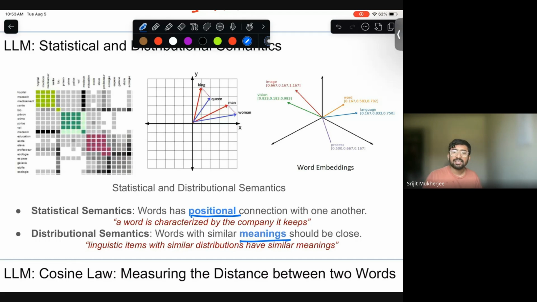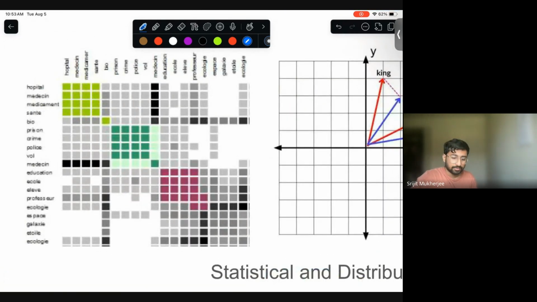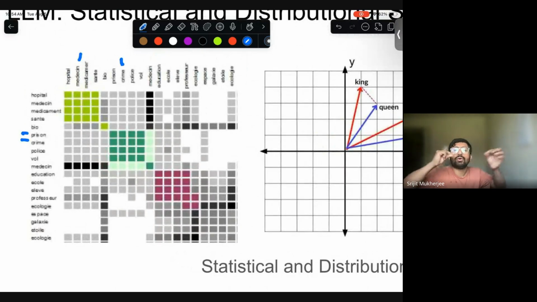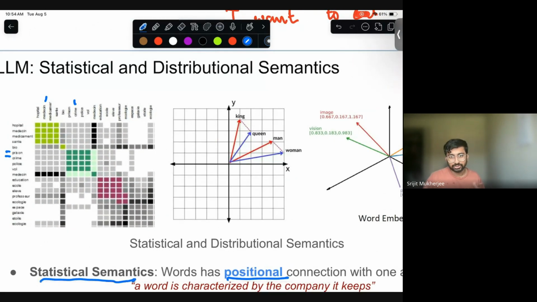Statistical semantics consists of the prerequisite methods that were used before the deep learning era, and is nothing but position. You can see how many times these words have occurred together. Hospital and med tech occurred together. Crime and prison occur together. Do you see the point? They occur nearby, together in the same sentences. So you can take sentences and see how many times two words occur together. If they occur more and more at the same time, that means they're together. So this is nothing but the positional encoding, the positional relationship.